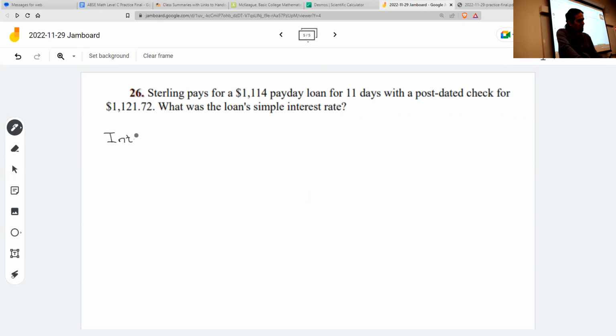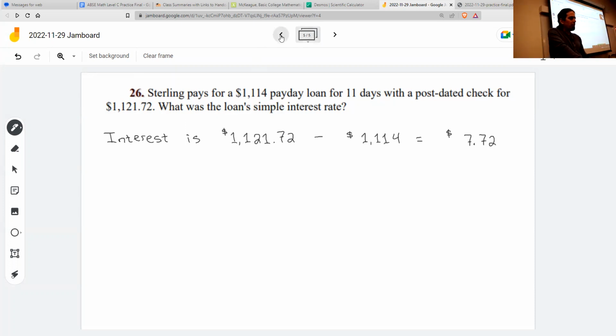So interest is 1,122 minus 1,114, $7.72.